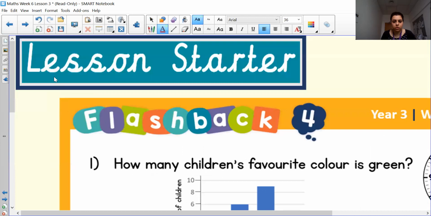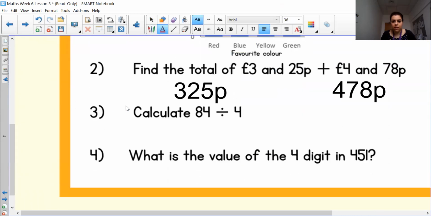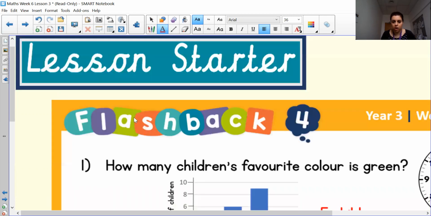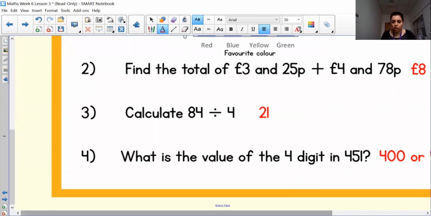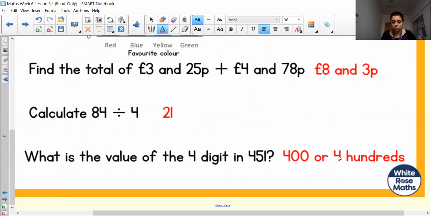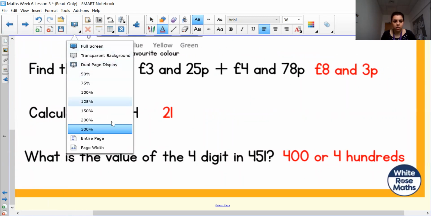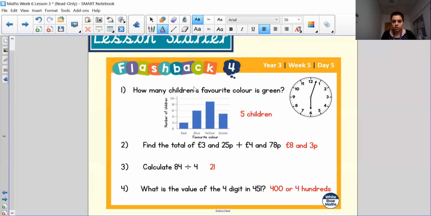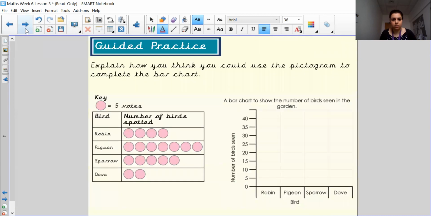And then the last question said, what is the value of the 4 digit in 451? So the 4 is in the hundreds column. So the answer is 400, or you could write it as a word, 400s. I'm just going to zoom out for you so you can see all the answers. So they were the 4 answers. So well done if you got those right. Okay, let's have a look at our next part of our lesson.